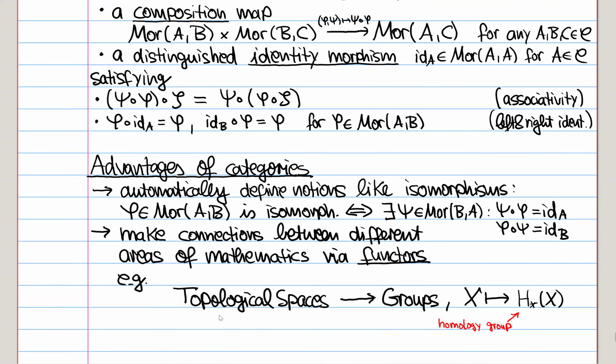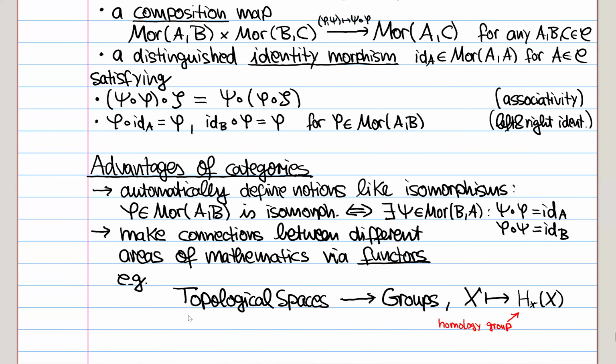And the second, we're not going to use this so much, but it is true that you can use this language to make connections between different areas of mathematics via functors. So a functor goes from one category to another. It sends the objects here to objects here. And if you have two objects and a morphism between them, it sends this to a morphism between the target objects. And this should send the identity to identity and should send compositions to the corresponding compositions. So that's just in words what a functor is.